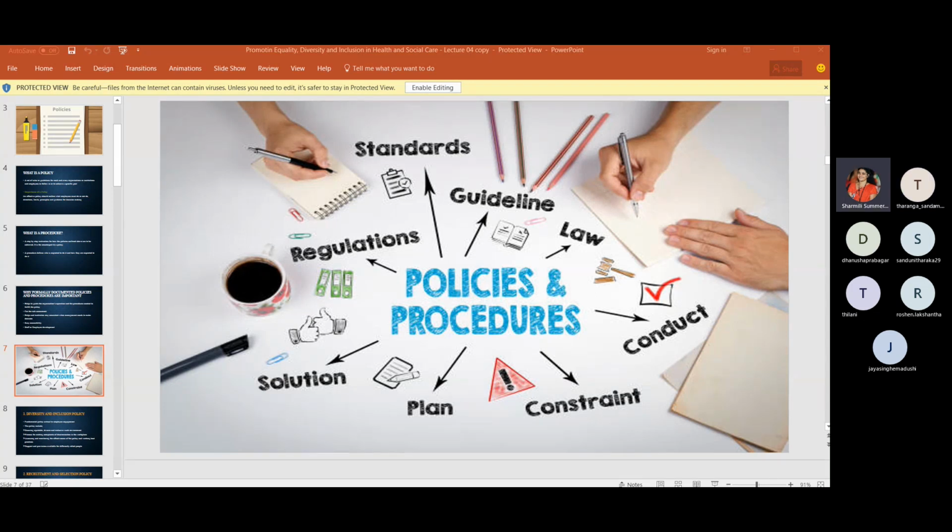Okay. So before going to policies and procedures regarding the types, are you all clear about what is policy and procedure? Do you need any further clarification regarding what is policy and what is procedure? Are you all clear or not?